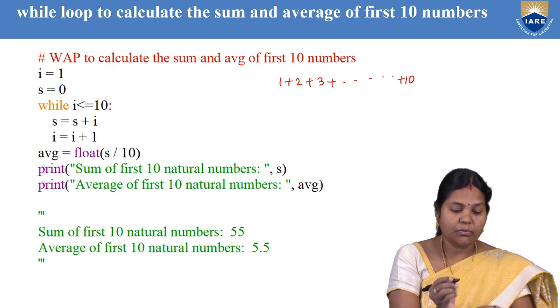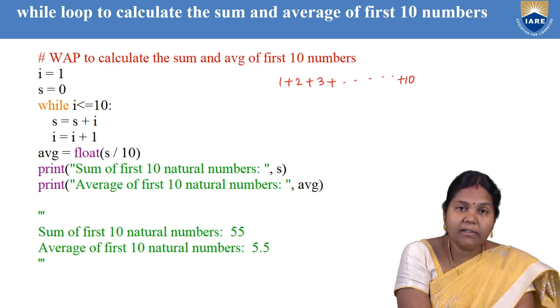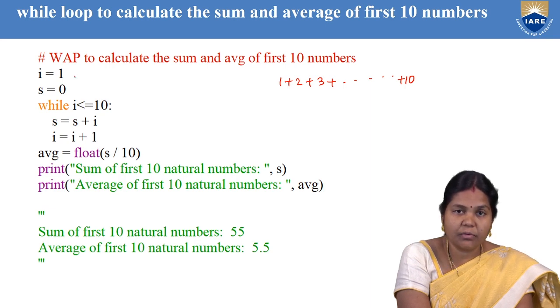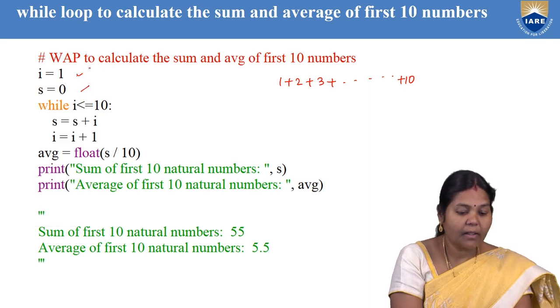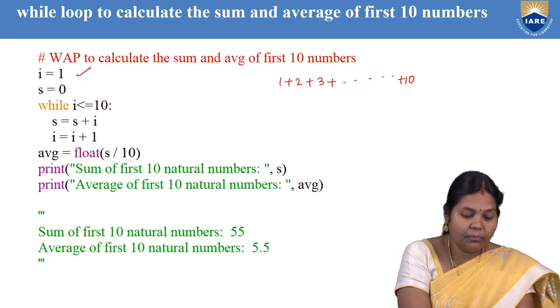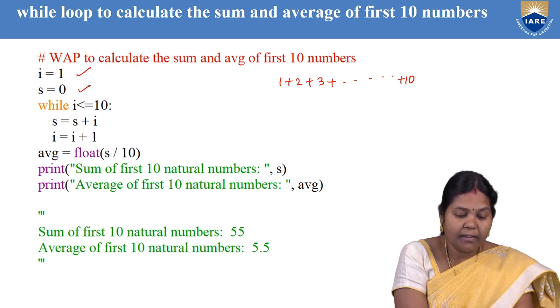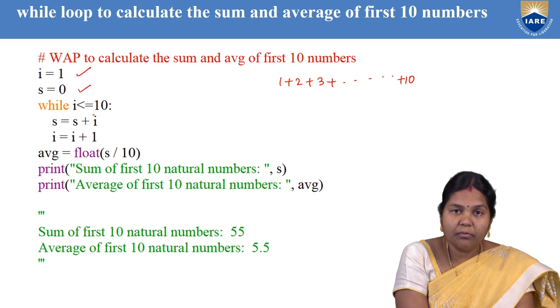To iterate the loop, we are taking a looping variable i. Initially the value of i is equal to 1. And to store the sum, initially the sum is equal to 0. Now, I want to find the sum of the first 10 natural numbers, so I will run the loop up to 10 times. When i becomes 11, this loop is going to stop.